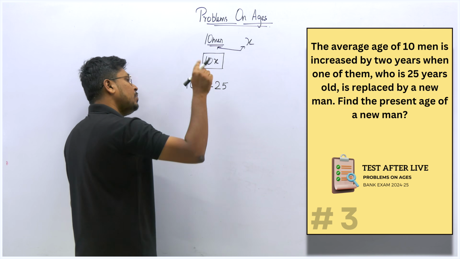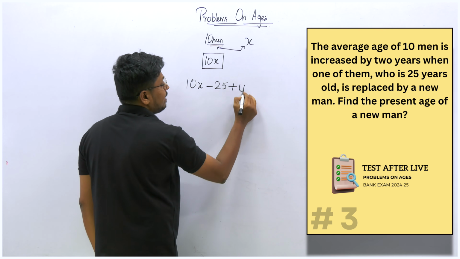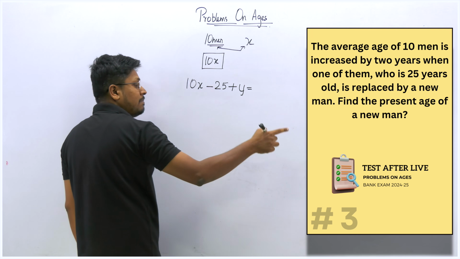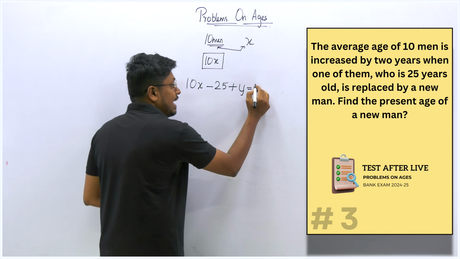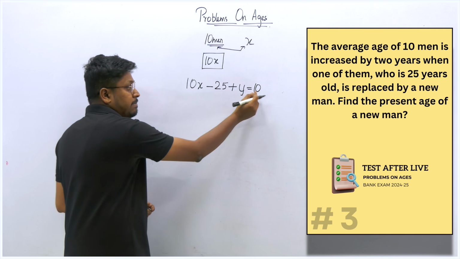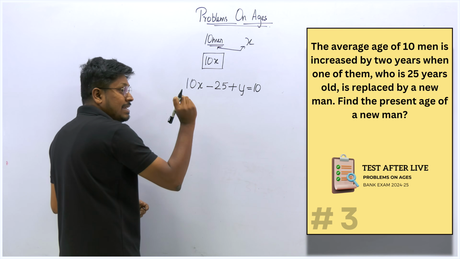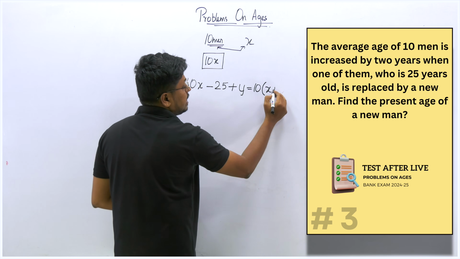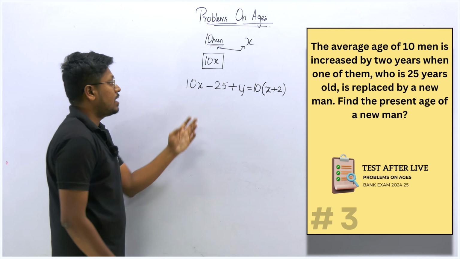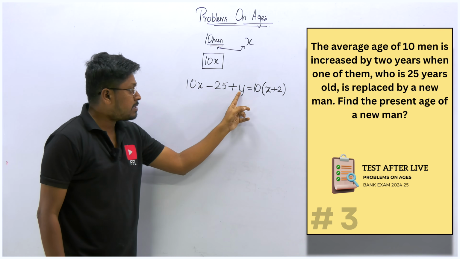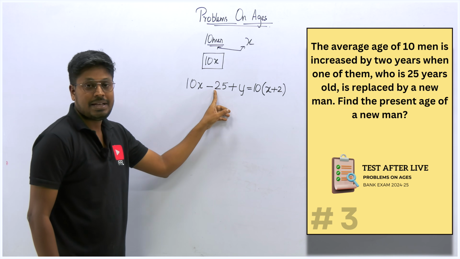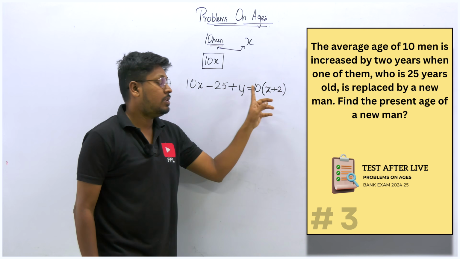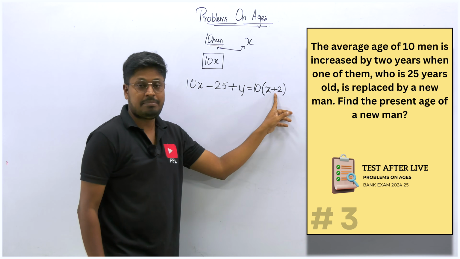So now one new man is coming into the group. Let me keep that new man as y. Because of doing this, what they are saying is the 10 men's average increased by 2 years. And age has been increased by how much? Total 10 men, and each person's age has been increased by 2. So already the average age is x and it was increased by 2. So friends, understood or not? So 10x, one new man has been added by eliminating one person with the age of 25. Because of doing this, their ages have been increased by 2. So totally there are 10 men, increased by 2: x plus 2.